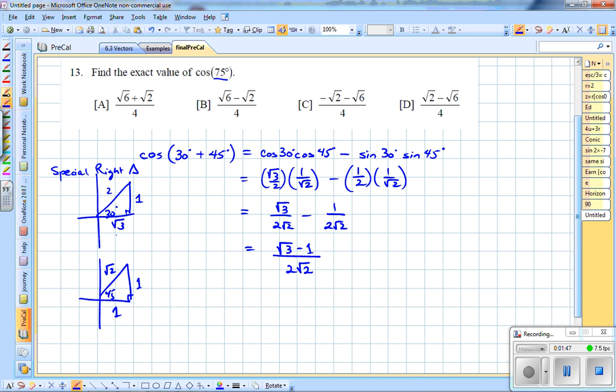Last thing to do is to just simplify this a little bit further. I want no radicals in the denominator, so I multiply by square root of 2 over square root of 2. I'm going to go ahead and distribute this since there are two terms in the numerator. I have square root of 3 times square root of 2 is the square root of 6, minus 1 times square root of 2, I get square root of 2. Now here you have square root of 2 times square root of 2 is 2, times this 2, I get 4. So this is the exact answer.